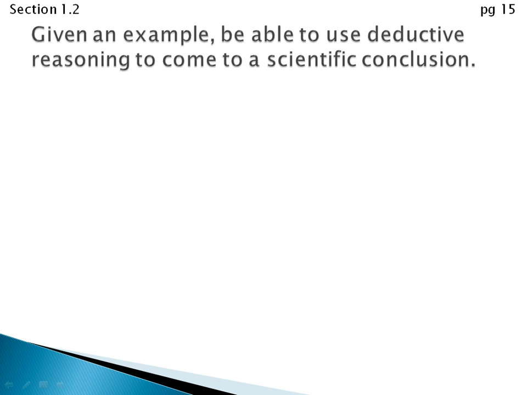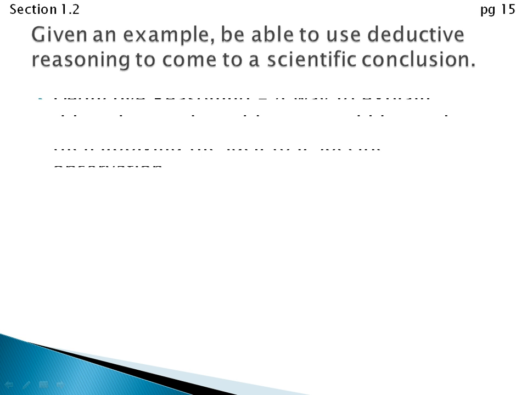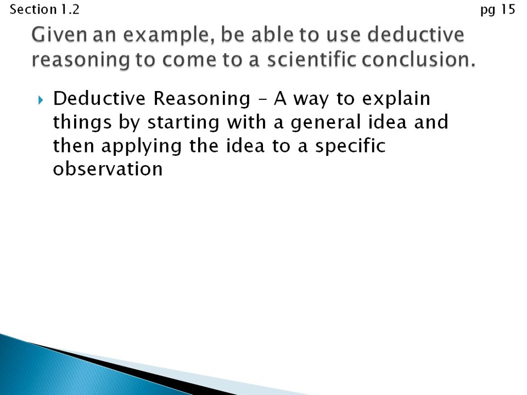The next topic is give an example or be able to use deductive reasoning to come to a scientific conclusion. So using an example, you have to figure out what deductive reasoning is, which is a way to explain things by starting with a general idea and then applying the idea to a specific observation. So you start with something broad that you already know and then apply it to something more specific.